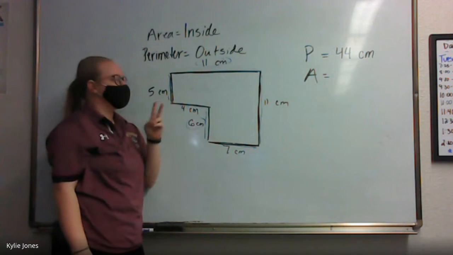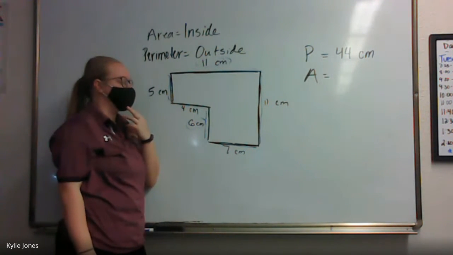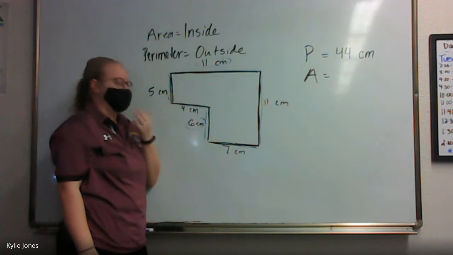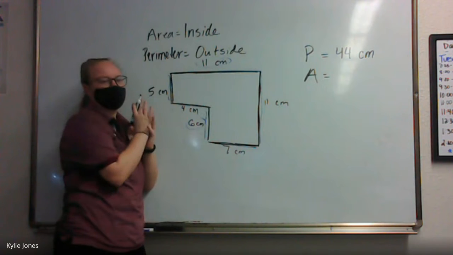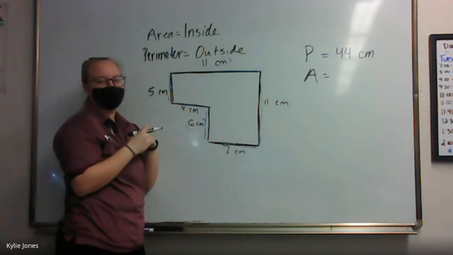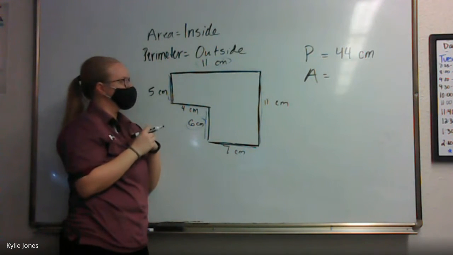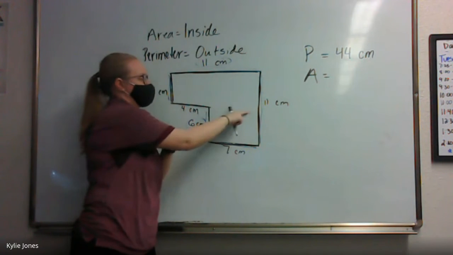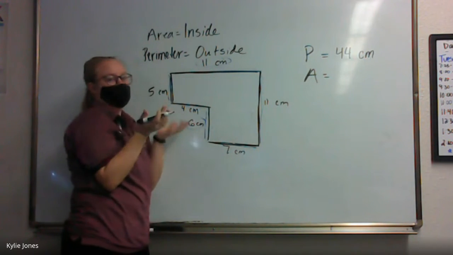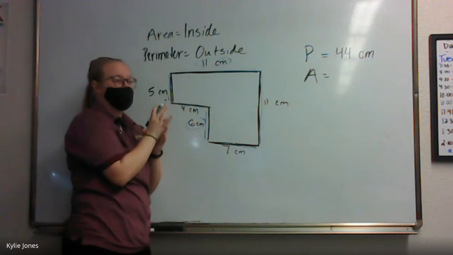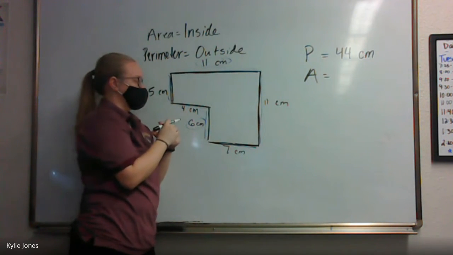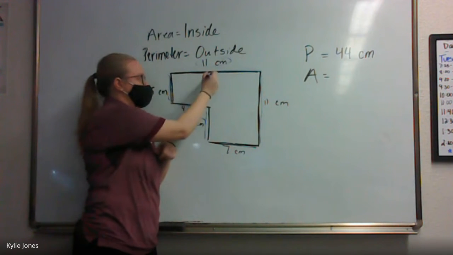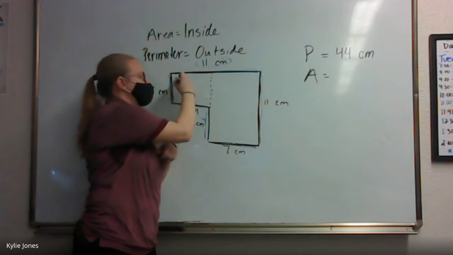But we can split this into 2 shapes and find the area of the 2 shapes. How do I do that? Where should I split it? Split it between the 11 and the 4. Or you can split it 2 ways. It doesn't matter. You'll get the same area. We just have to decide which way we want to split it. Split it between the 4 and the 5. Right here? Yep.